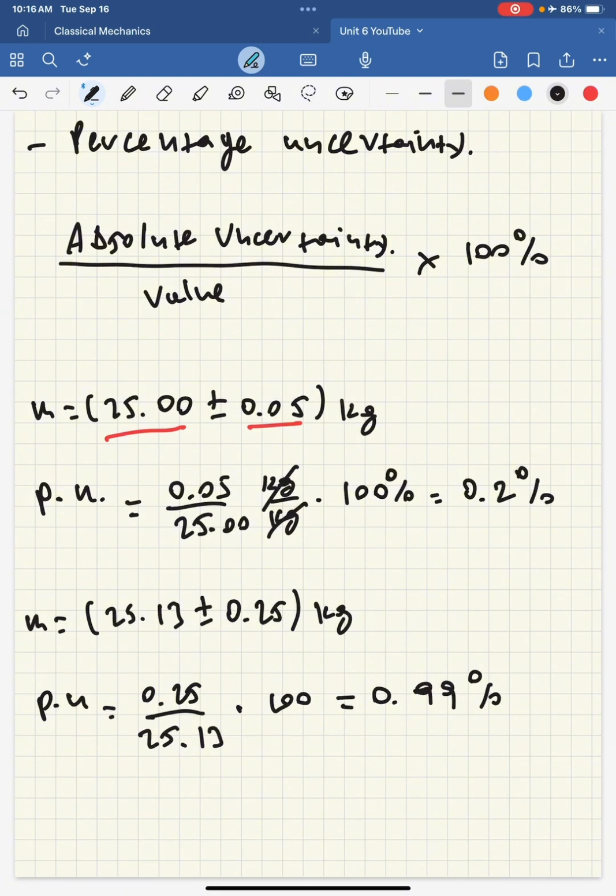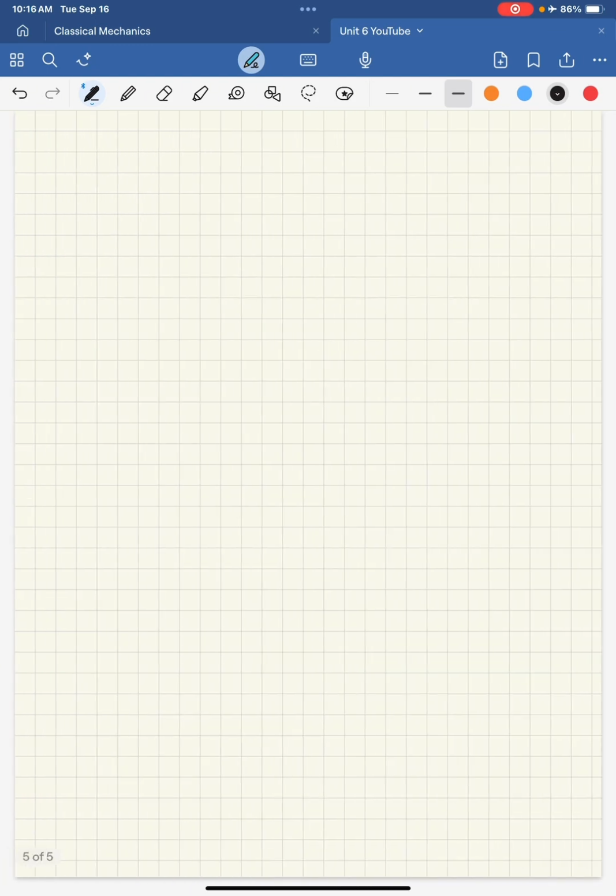Okay, so we have two types of uncertainties, pretty much: the absolute uncertainty and the percentage uncertainty. Now let's go talk about the somewhat more difficult task of compounding uncertainties, okay? So compounding uncertainties.